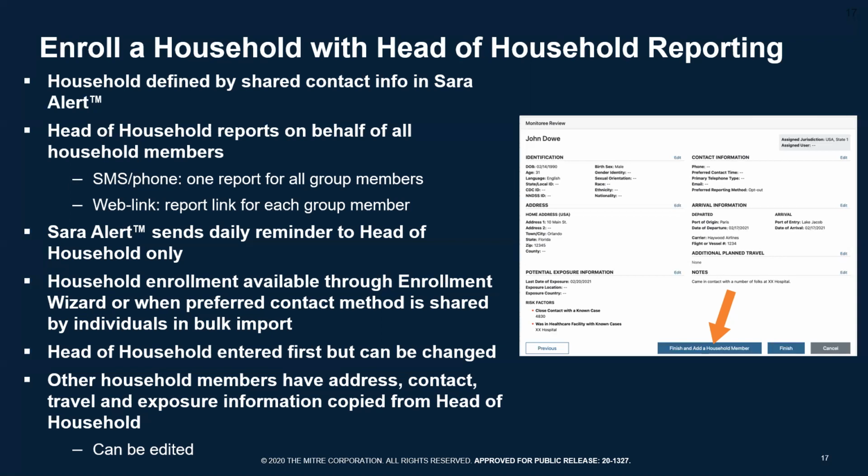After enrolling the head of household, while you are on the review screen, you can add household members by selecting the Finish and Add a Household Member button as shown in the screenshot on the slide. This will take you through the enrollment wizard again to enroll the next household member. Certain information will be automatically pre-populated based off of the head of household's information, such as address, contact, and travel information. But this information can be adjusted for the new household member during enrollment as needed. You can continue to add more household members by continuing to select the Finish and Add a Household Member button each time you come back to the review screen.